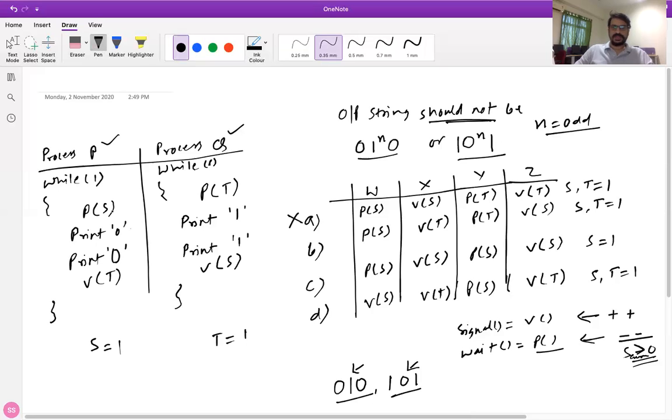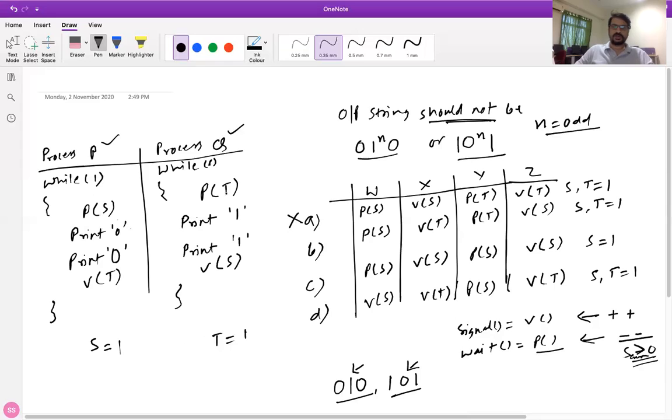Now here it is PSPT. Again, the same thing was there. So PS is there, right? So we can come here or we can come here. Means we can execute any of these once. Means the first time we can execute any of these. Let's say we are executing Q first.